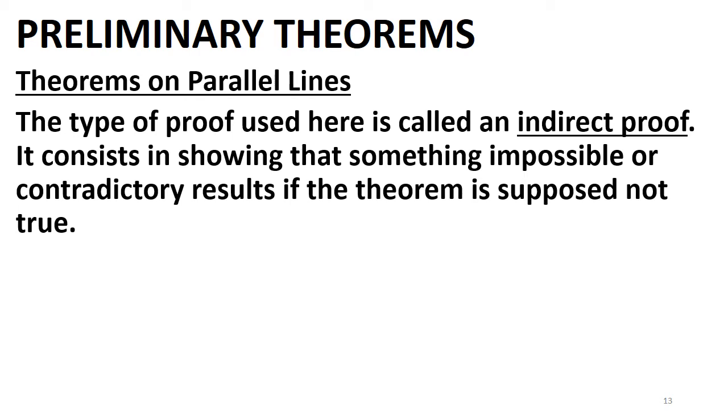Diba? Since nagiging contradicting yung results, kagaya nga ng ginawa natin, contradicting siya dun sa claim na angle 1 is angle 2, then, imposibleng mangyari yun. At dahil imposibleng mangyari, na-prove mo yung original hypothesis or yung argument. Ang tawag nun is indirect proof.